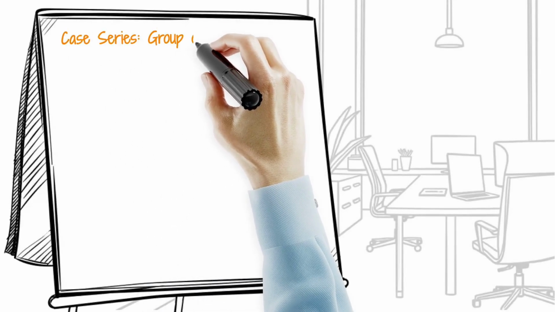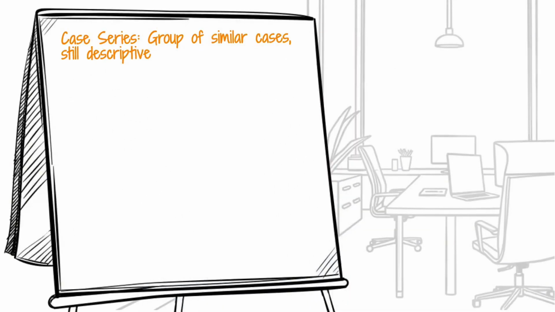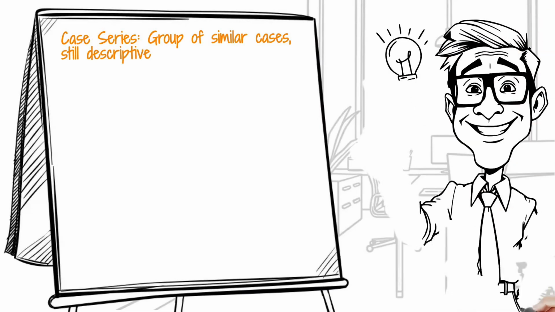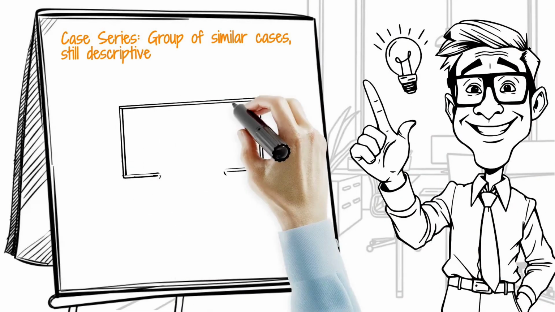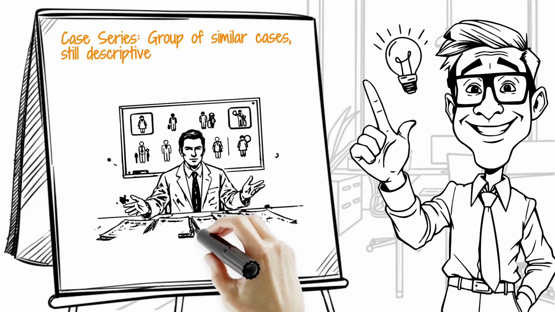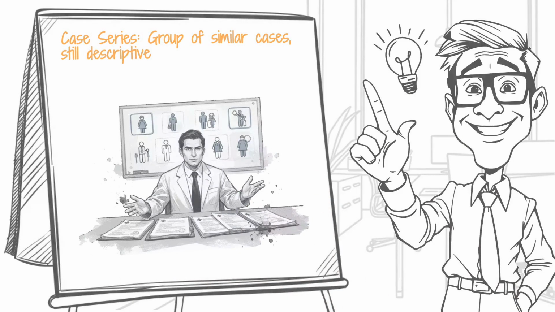Next is the case series. Same concept, but instead of one patient, you have a group of similar cases. Still no control group, still descriptive. But having 5 or 10 similar cases is a stronger signal than one.